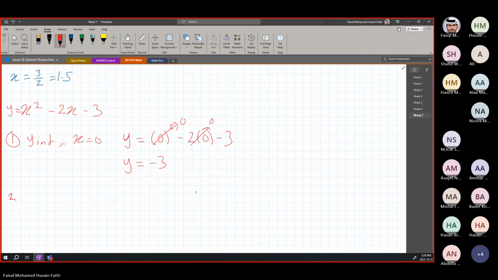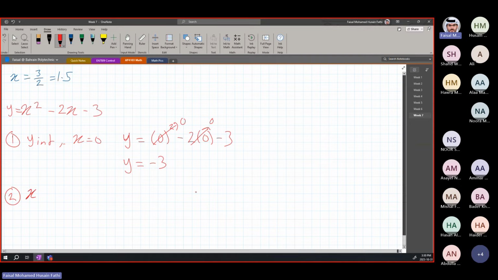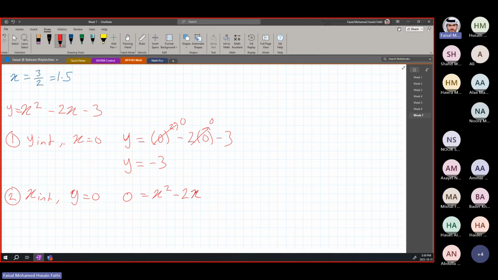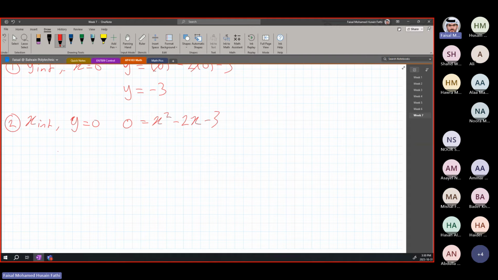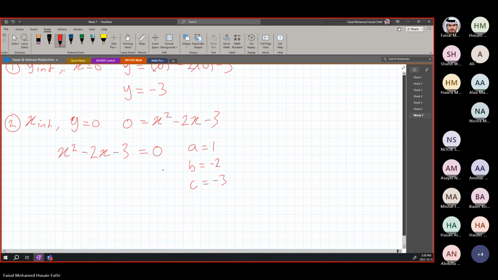X-intercept. Y is equal to 0. That means 0 is equal to x squared minus 2x minus 3. What do we have to do here? Solve a quadratic equation. I'm just going to rewrite it: x squared minus 2x minus 3 is equal to 0. Our A value is equal to 1, our B value is equal to minus 2, our C value is equal to minus 3.